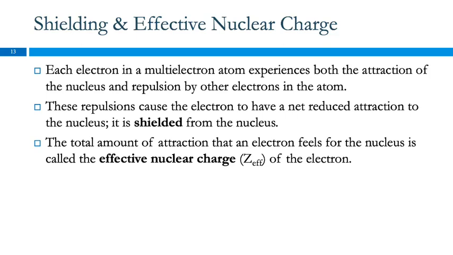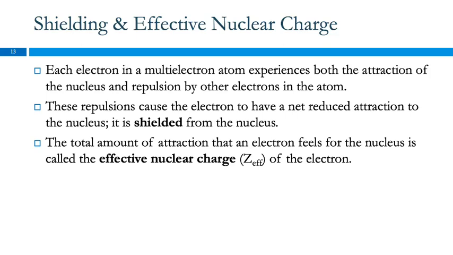So each electron in a multi-electron atom, which is everything but hydrogen, experiences attraction for the nucleus and repulsion from the other electrons, because electrons are negatively charged. The nucleus is positively charged. So the electron is attracted to the nucleus, but it's repelled by the other electrons. So those repulsions reduce the net attraction that any one electron has for the nucleus. We say it's shielded from the nucleus.